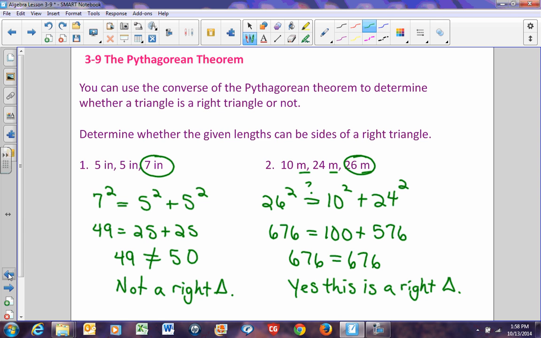So as you can clearly see, the Pythagorean theorem has many helpful uses. Of all the things that you do with triangles, this is probably the most frequently used and most helpful of all of the different things that you can do with triangles.